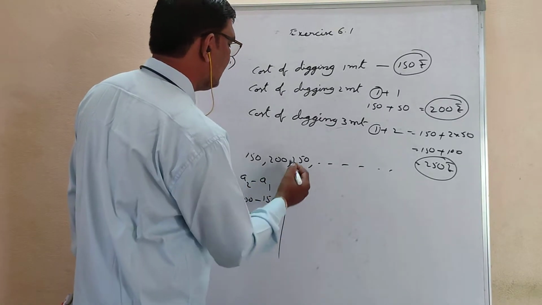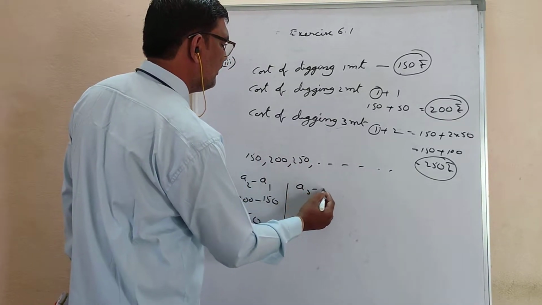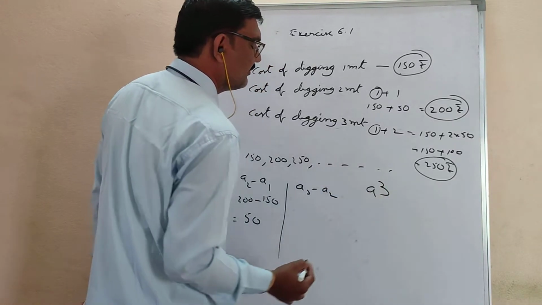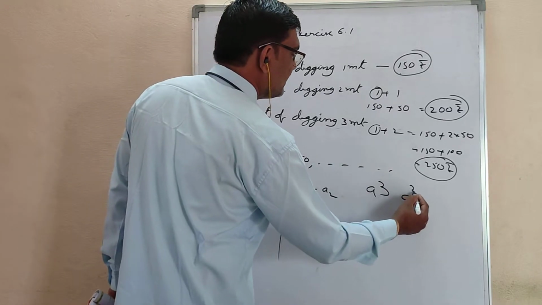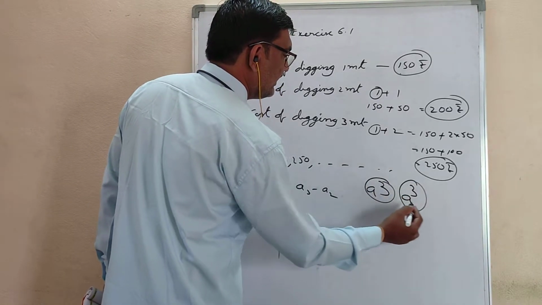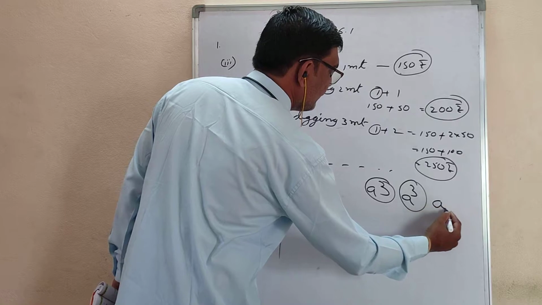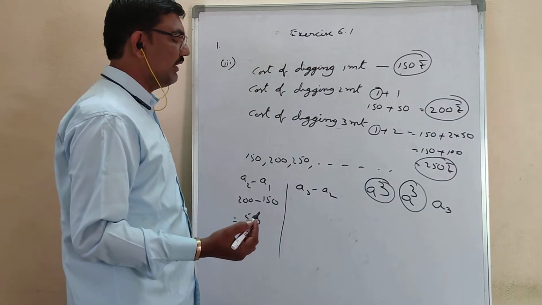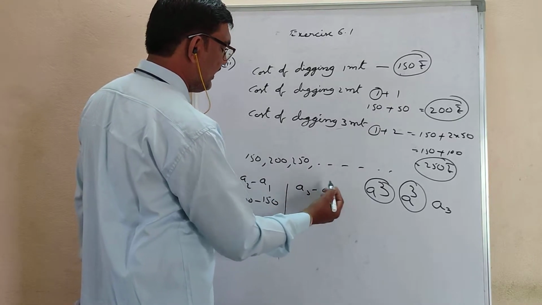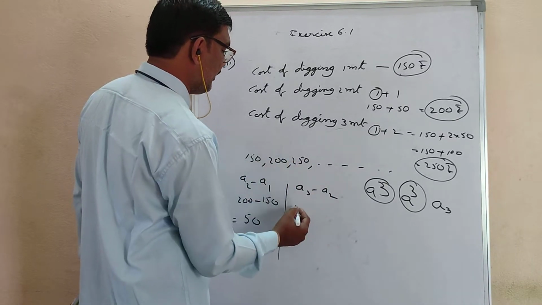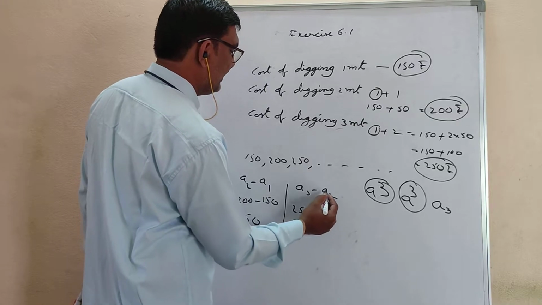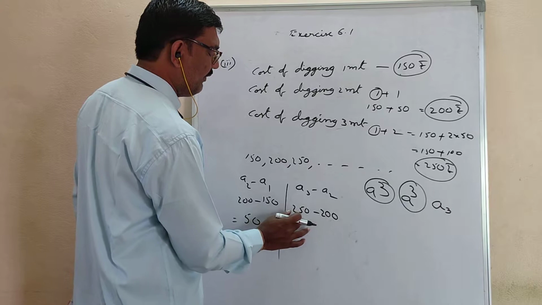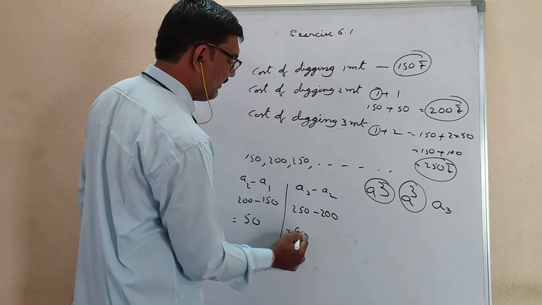Now A3 minus A2. A3 you should not write like this. A3, how do you have to write it? The A is somewhat big, the 3 should be small and like a suffix. Okay. Now A3 minus A2. A3 is the third term in the progression, that is 250, minus A2, the second term, 200. From 250, if you subtract 200, you are getting 50.